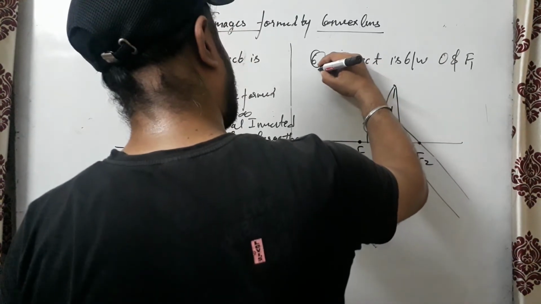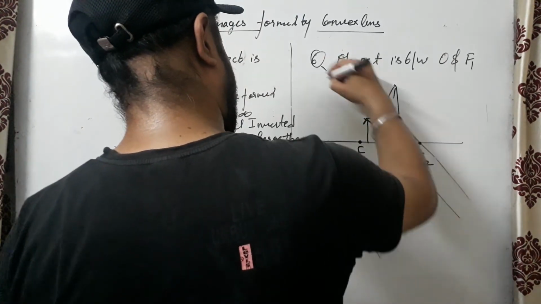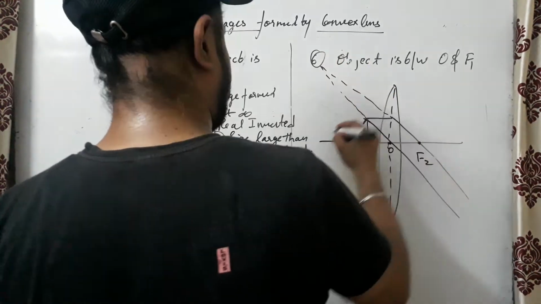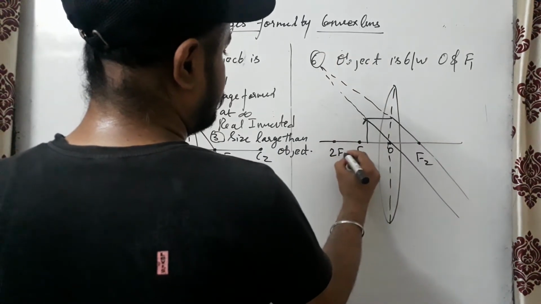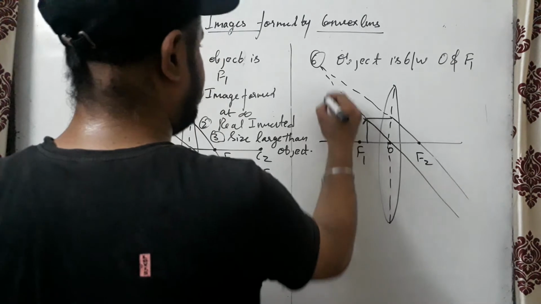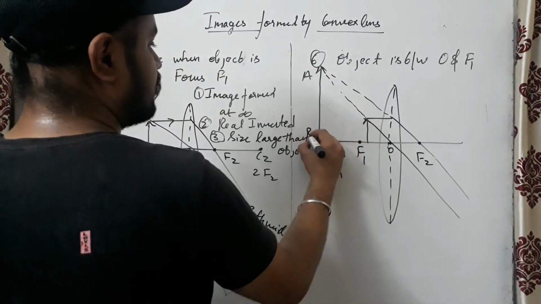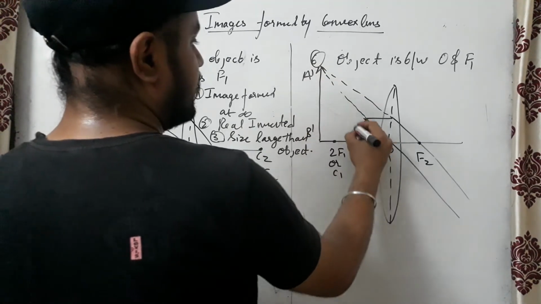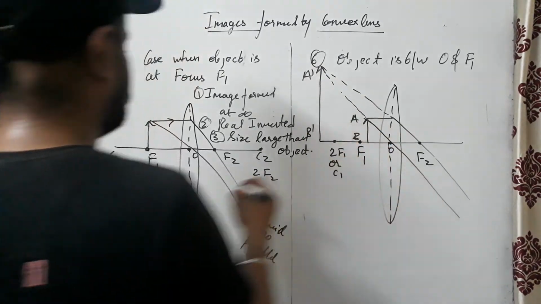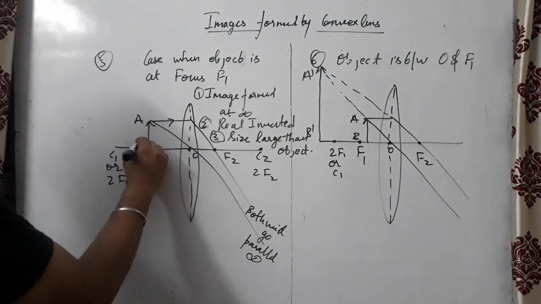We have to make a virtual image for that. It will meet behind this 2F1 or C1 point, and it will form a virtual image. Only in this one case is a virtual image formed. A'B' is the image, AB is the object. Here also AB was the object.